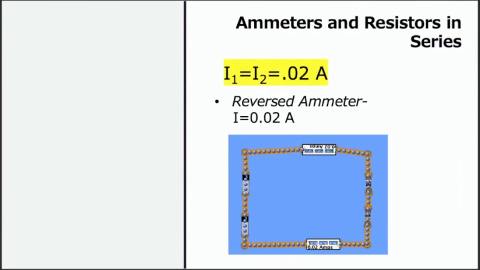My prediction was correct, as the ammeter output a current reading of 0.02 amps at locations 1 and 2. Note that when the orientation of the ammeter was reversed, the same current of 0.02 amps was measured.